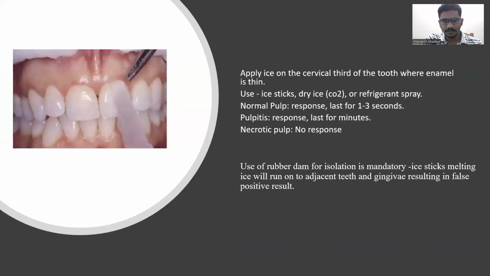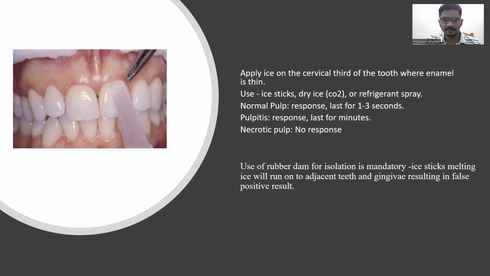Coming into the cold test, when cold test is used, it is used in the form of sticks. That is, apply ice on the cervical third of the tooth where enamel is thin. Use ice stick, dry ice, carbon dioxide snow, or refrigerant spray. In case of normal pulp, the response lasts for 1 to 3 seconds. In case of pulpitis, the response lasts for minutes. If the tooth is necrotic, there is no response. Use of rubber dam for isolation is mandatory.